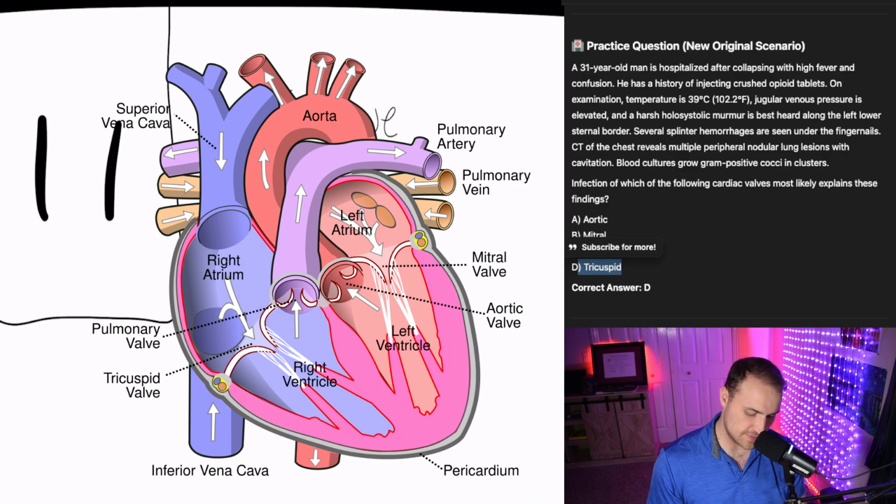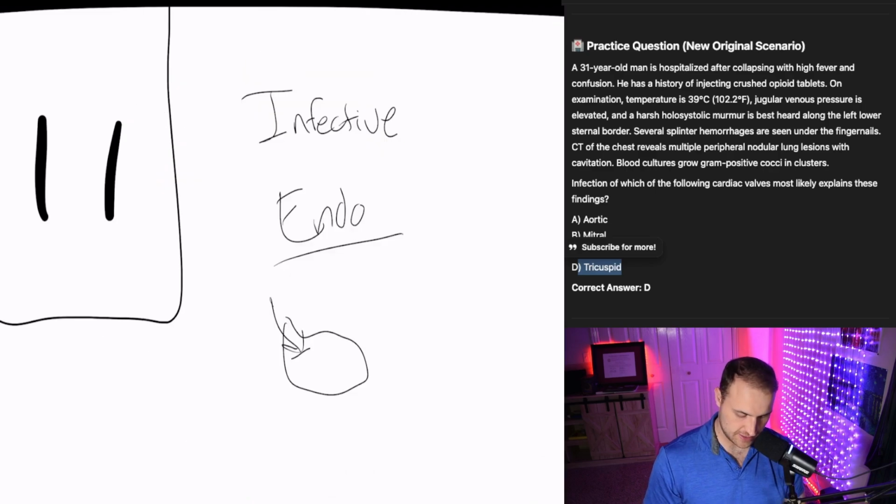And I love this one because it makes so much sense. It's like the heart. That's the first part of the heart. So try before you buy: tricuspid, mitral. So the tricuspid regurgitation is going to be a result of this.